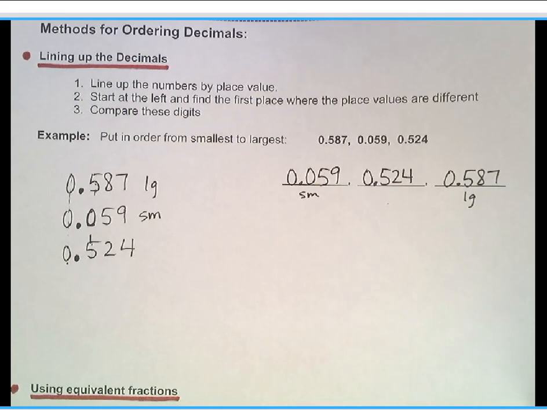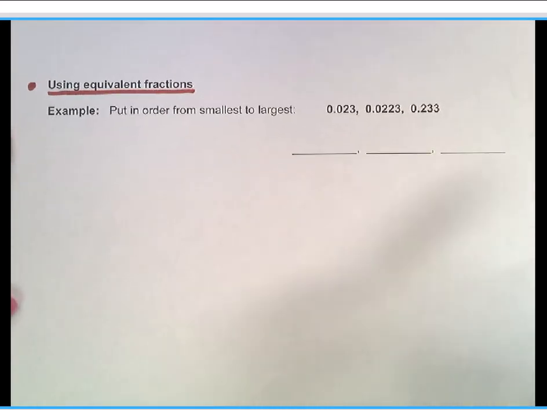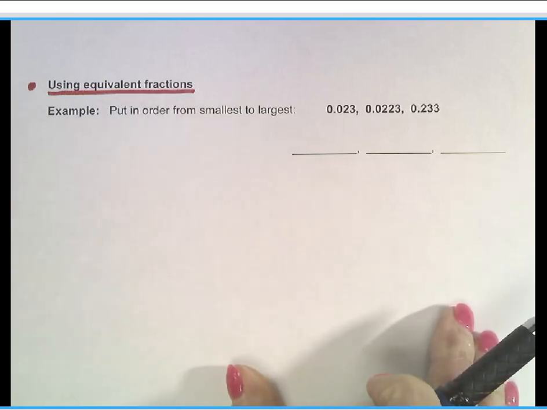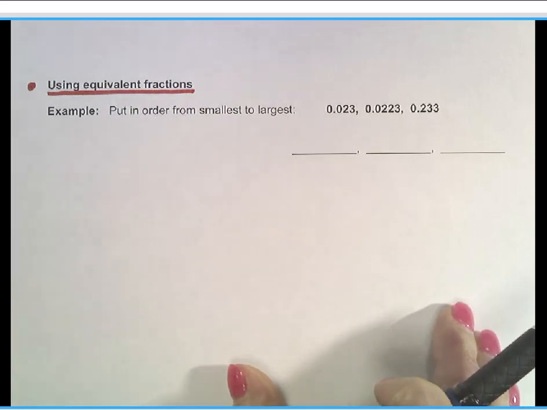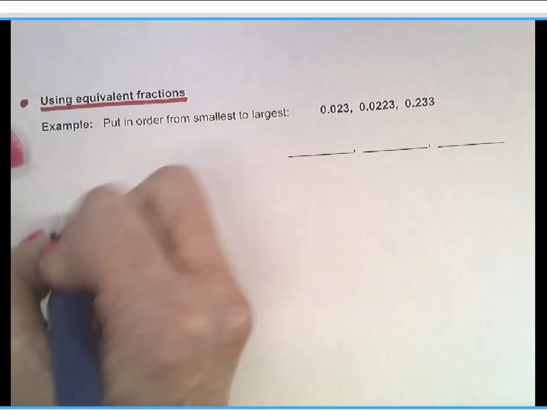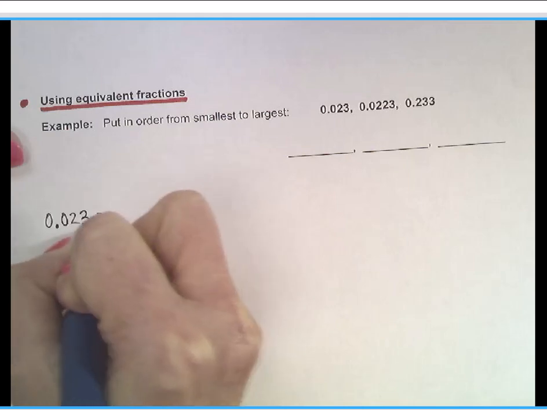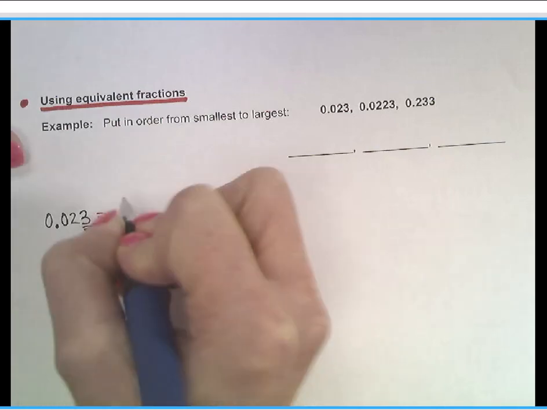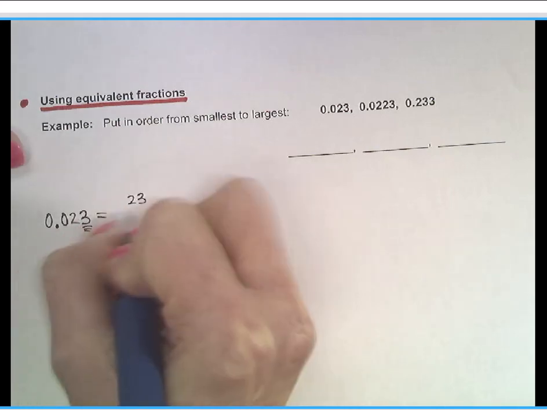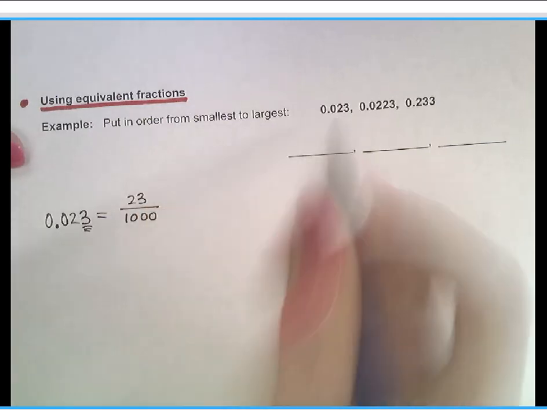Or you can convert the decimals over to fractions, and you can use equivalent fractions. Why would you ever want to do this? Well, because we've already talked about how to order fractions. If you can make all the denominators the same, you can just compare the numerators. So the trick is going to be trying to get these all as fractions that have the same denominator. So let me start with this one. You see it ends in the thousandths place. So we take the numbers 23, we put them over 1,000. That's how we make the first one a fraction.